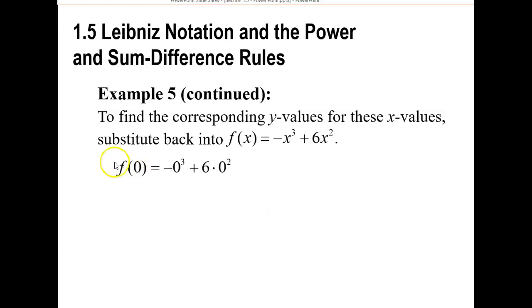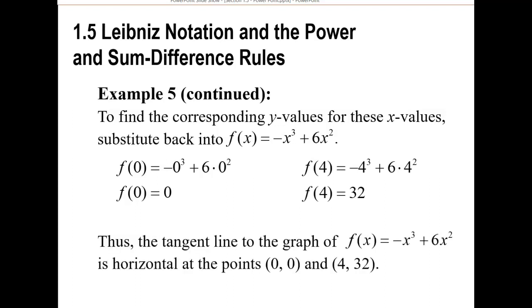So our value of x being 0, we're going to find its y value. We're going to find f of 0. Plugging that back into the original function, looks like this, and that gives me a 0. The other x value we found was 4. Plugging that back into the original function, negative 4 cubed plus 6 times 4 squared, gives me 32. So the tangent line to this function's graph is horizontal at the ordered pair 0, 0, when x is 0, y is 0, and at the point 4, 32.